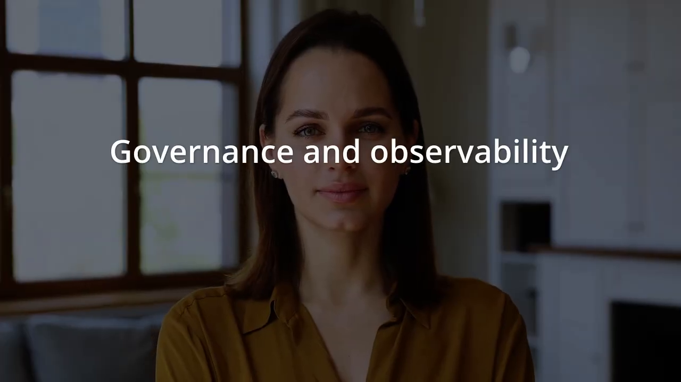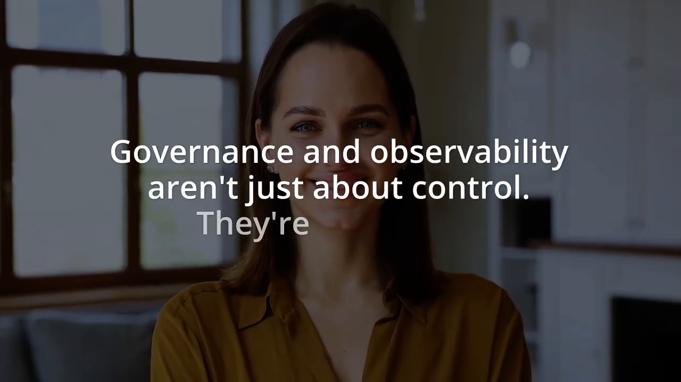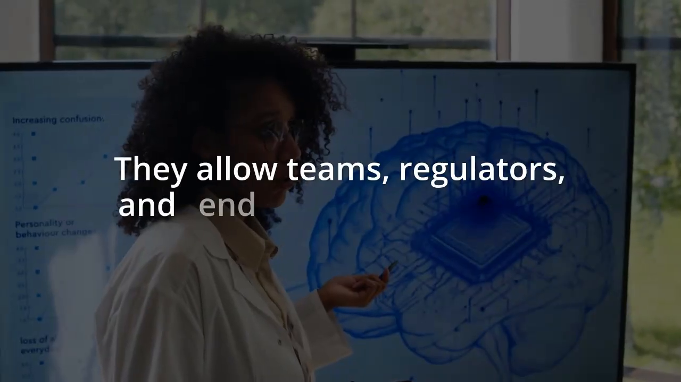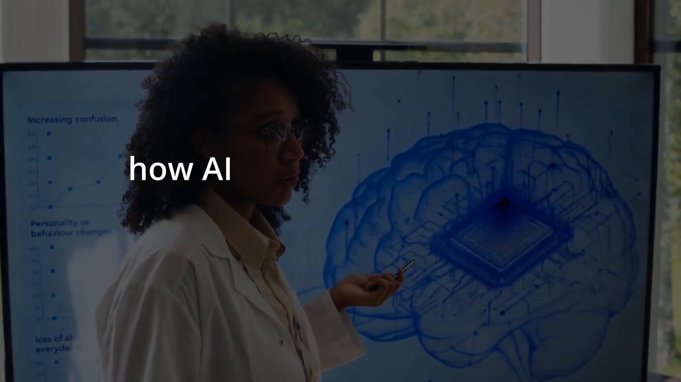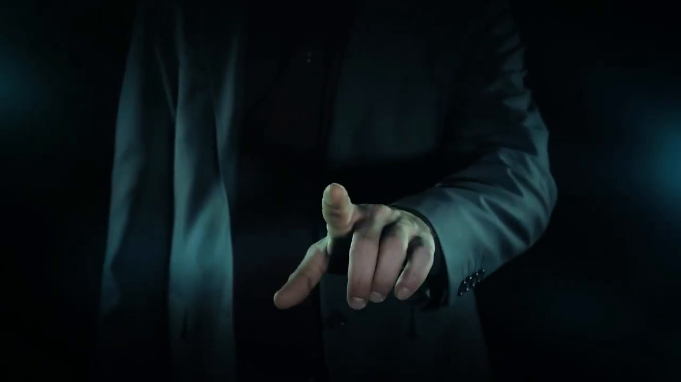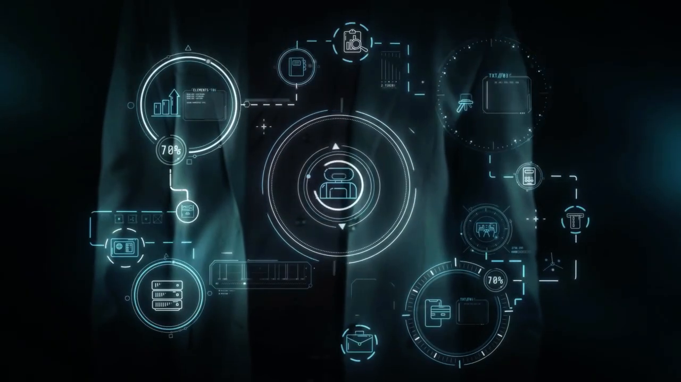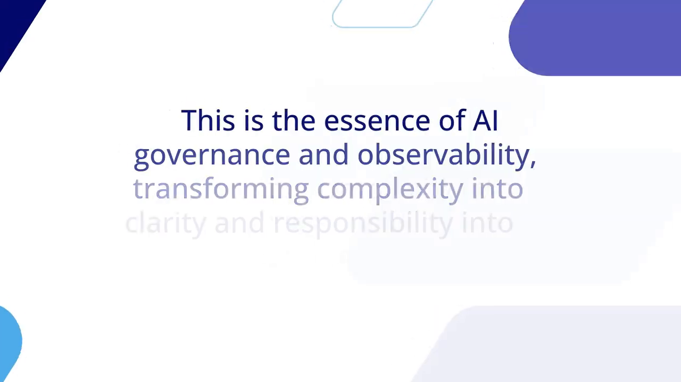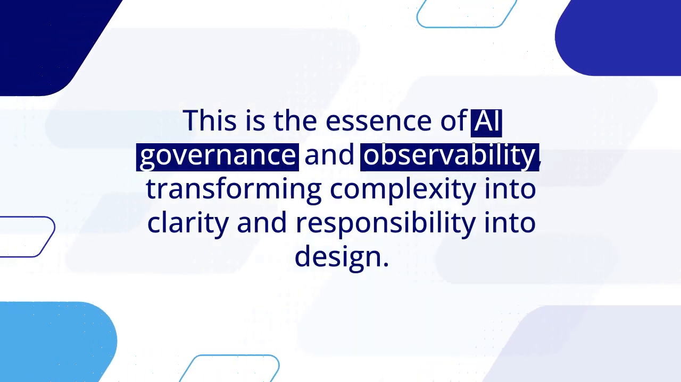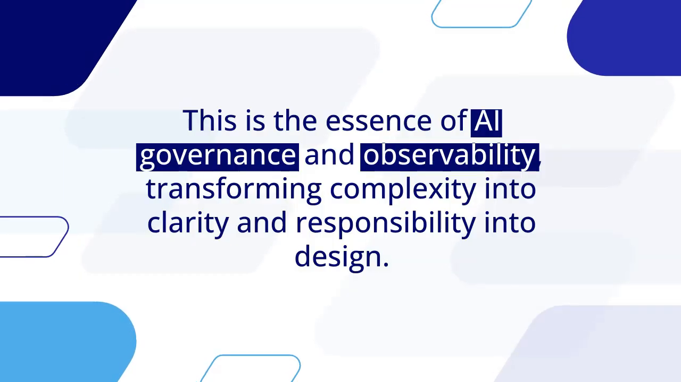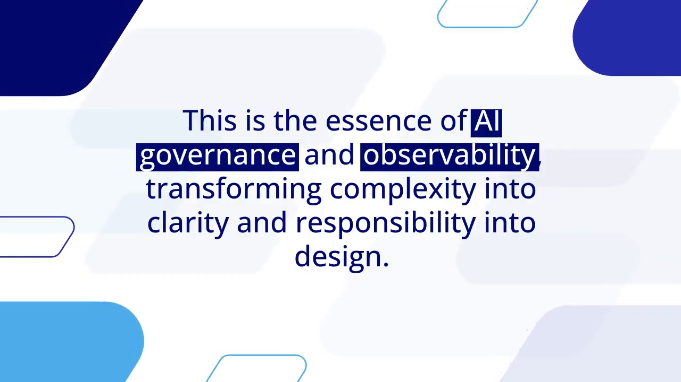Governance and observability aren't just about control, they're about trust. They allow teams, regulators, and end users to understand how AI systems behave and why they make decisions. When every inference, action, and cost is visible, AI becomes explainable, accountable, and improvable. This is the essence of AI governance and observability, transforming complexity into clarity and responsibility into design.